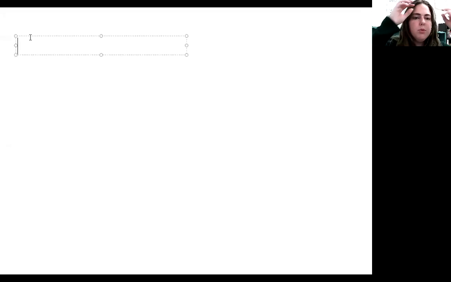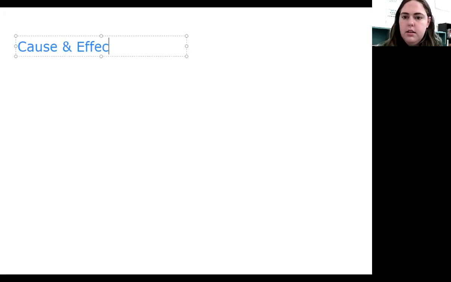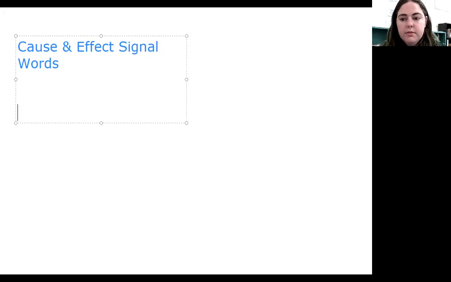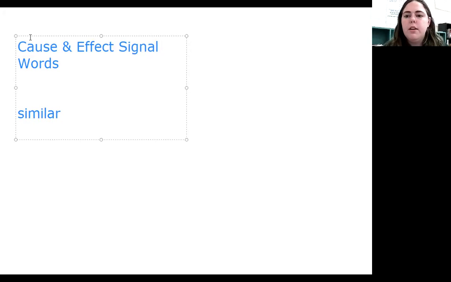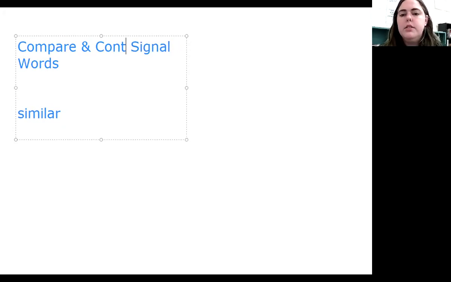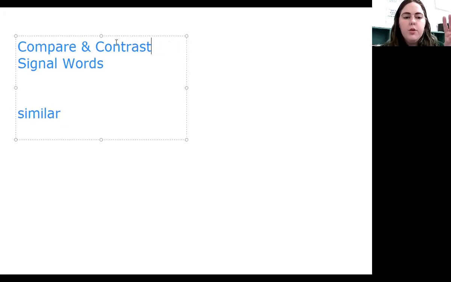Do you remember when we did cause and effect on Thursday? We talked about the different signal words for cause and effect. Signal words are the words we find in a passage that let us know what text structure is being used. Compare and contrast signal words are similar. Remember, we are not doing cause and effect. Sorry, y'all. We are comparing and contrasting two different things.